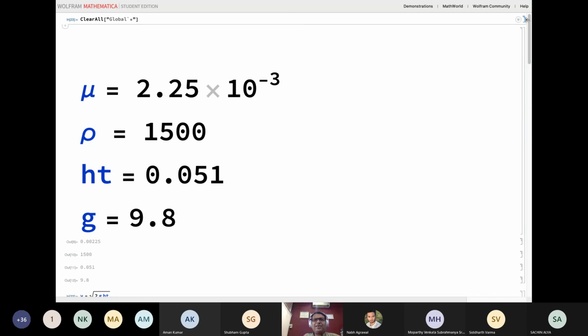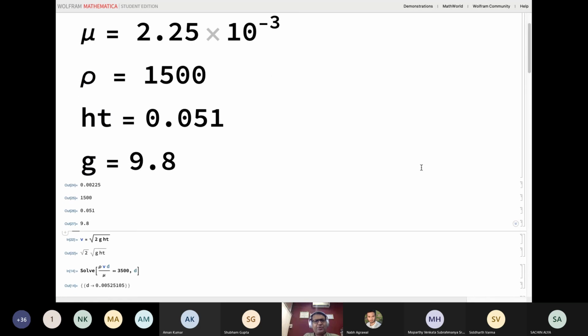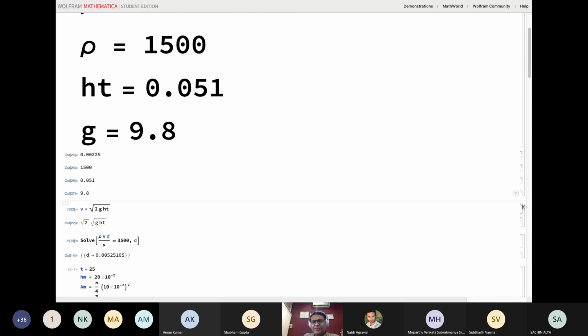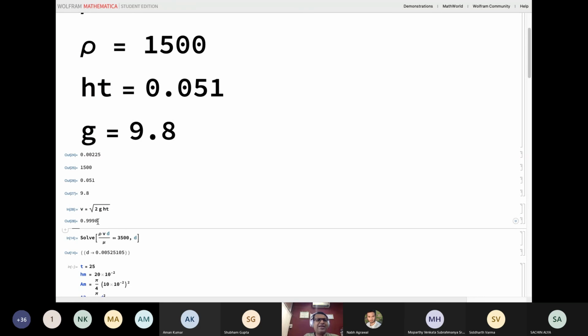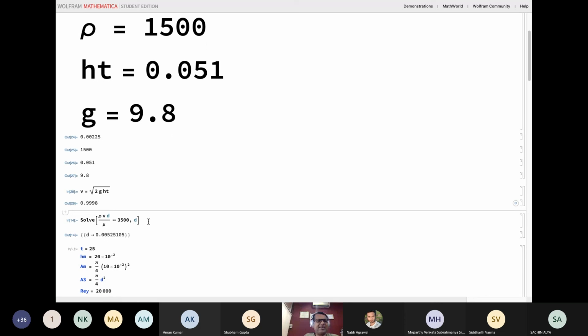So first thing in Mathematica, what you have to do is clear all the variables because it stores the variables. And then you define the variables. My viscosity is 2.25. My density is 1500. My total height is 0.051 and gravity is 9.8. So I'll go ahead and run this cell. So these values get stored. Now I want to find velocity. My velocity is 0.998, or roughly 1 meter per second.